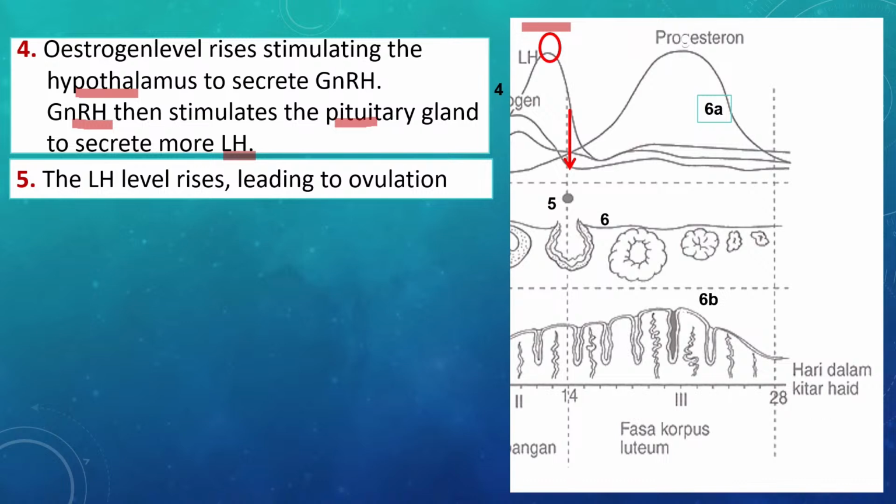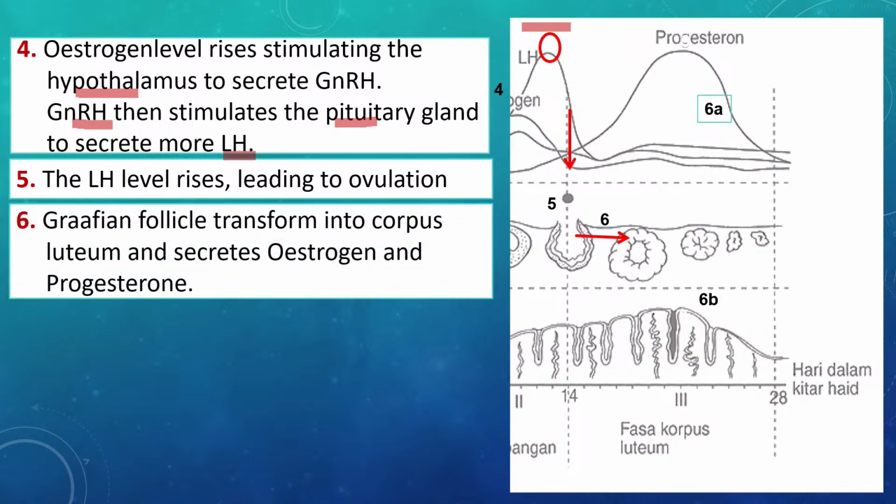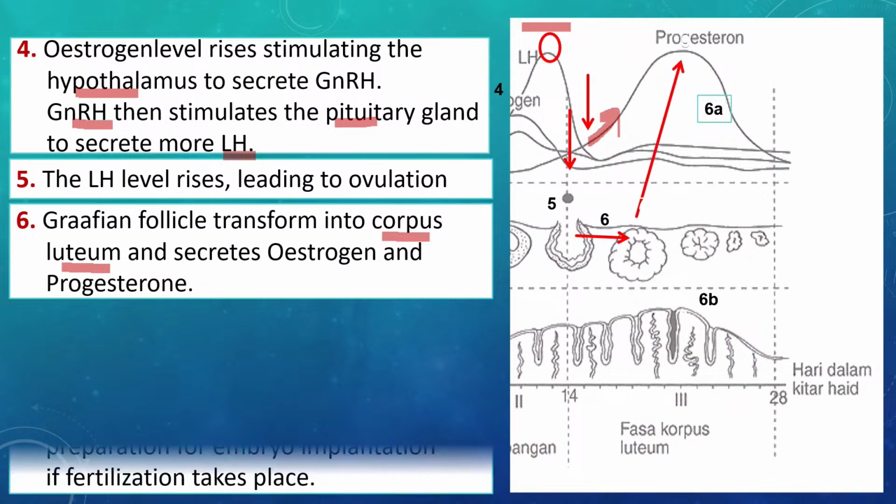Let's define ovulation: release of the secondary oocyte from the Graafian follicle. The Graafian follicle ruptures, releasing the secondary oocyte into the fallopian tube. Now what happened after ovulation? The Graafian follicle will form the corpus luteum. And this corpus luteum will continue to release estrogen and progesterone. So you can see estrogen level increasing.